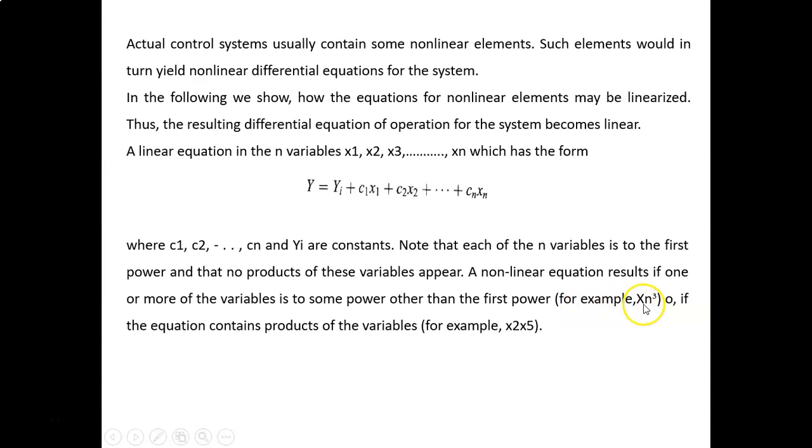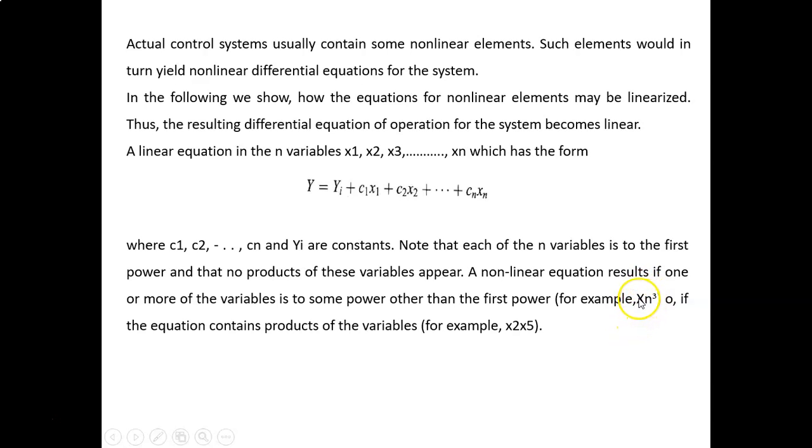For example, xn raised to 3. If the equation contains products of the variables, for example, x2 into x5, therefore, this is nothing but non-linear. Which are the non-linear variables? If there exist some products or if the variable has a power more than 1.